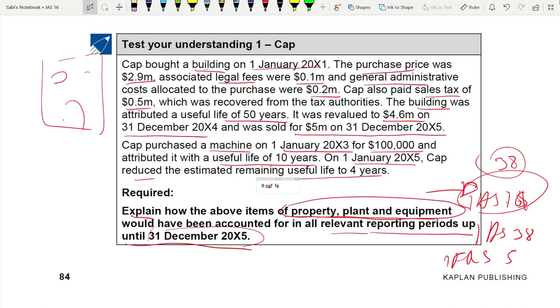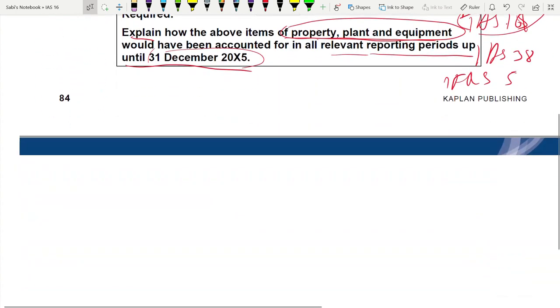Okay, so I'm going to write the subheading down. Building. You write the subheading like this. Obviously, you'll be typing this in your Word. So, the building. Now decide how many paragraphs.